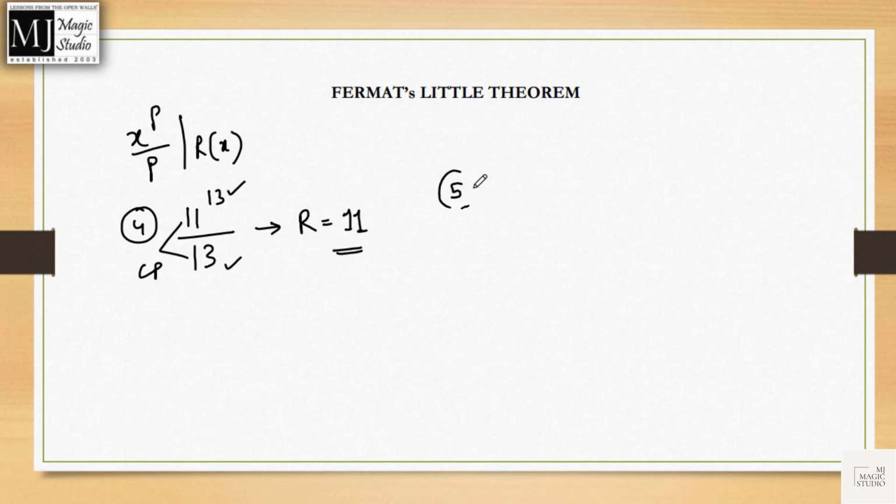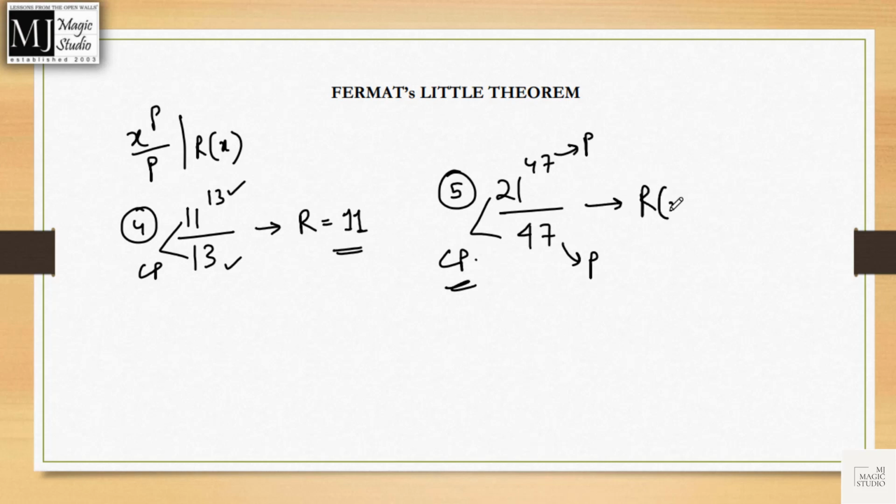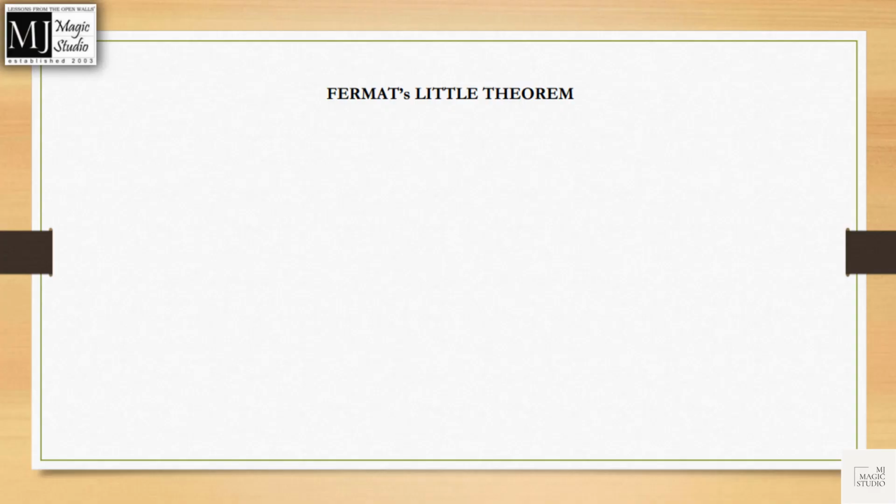Straight away. Like, you may note 21 to the power 47 is divided by 47. 47 is a prime number. This power is p, and 21 and 47 are co-primes. Straight away we can say that remainder is x, and what is the value of our x? 21. So remainder is 21 in this case. Let's quickly practice a few more.